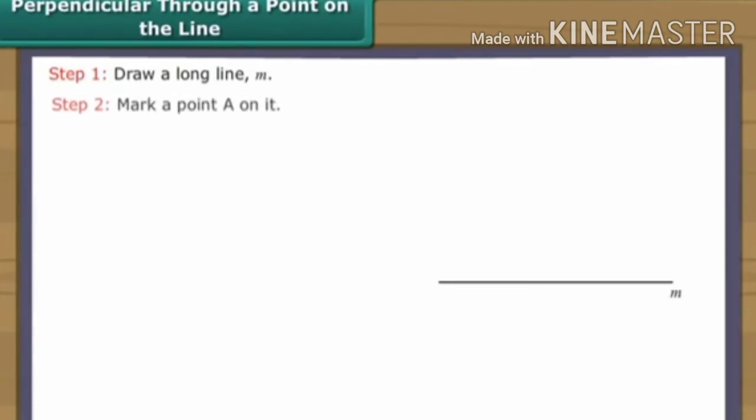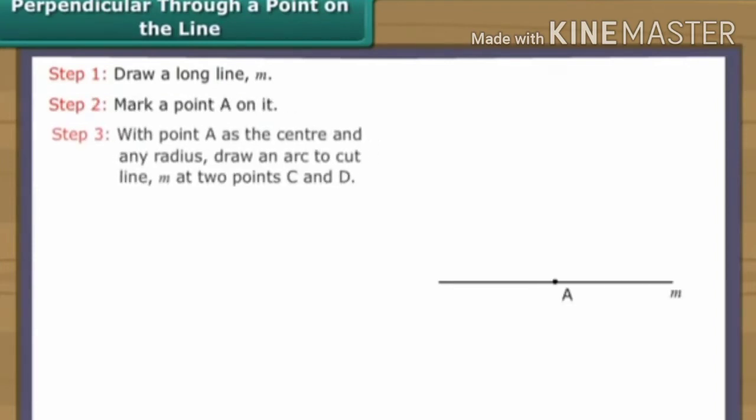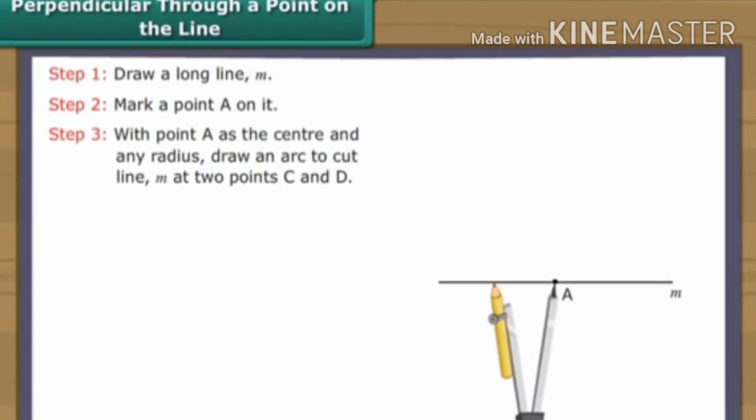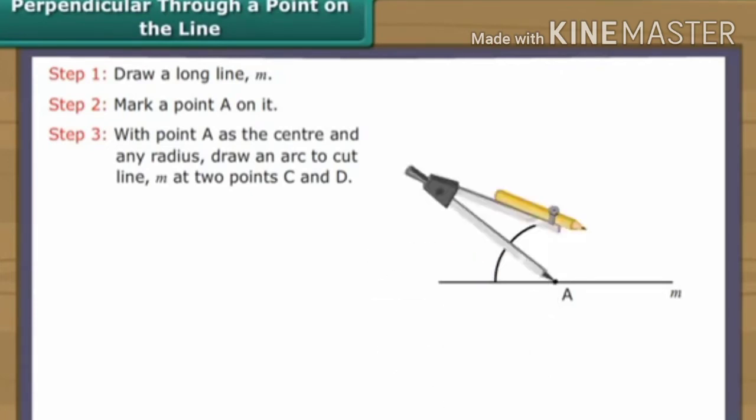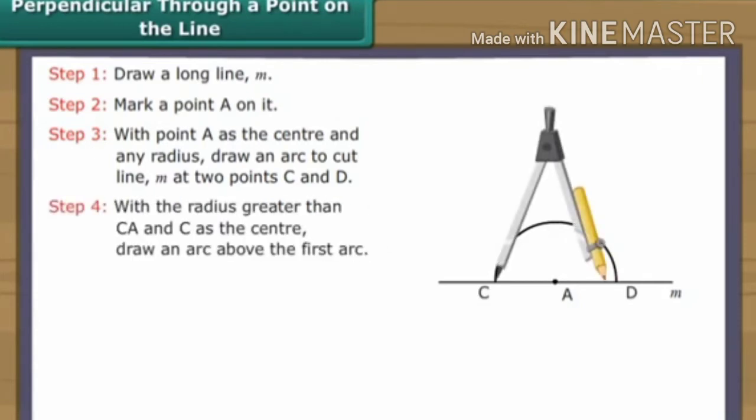Perpendicular through a point on the line. Draw a long line M. Mark a point A on it. With point A as the center and any radius, draw an arc to cut line M at 2 points C and D. With the radius greater than CA and C as the center, draw an arc above the first arc.